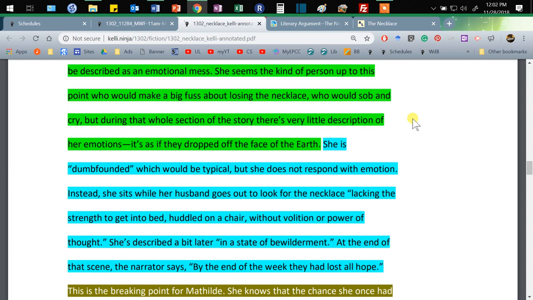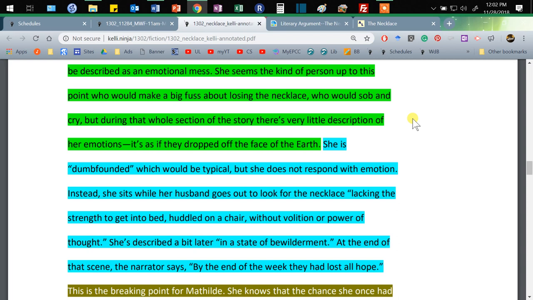But during that whole section of the story, there's very little description of her emotions. It's as if they've just dropped off the face of the earth. She is dumbfounded, which would be typical, but she does not respond with emotion. Instead, she sits while her husband goes out to look for the necklace, lacking the strength to get into bed, huddled on a chair without volition or power of thought. She's described a bit later as in a state of bewilderment. At the end of that scene, the narrator says, by the end of the week, they had lost all hope. This is the breaking point for Mathilde.